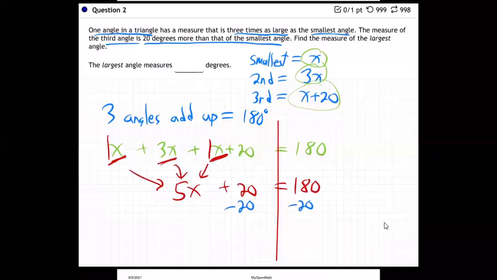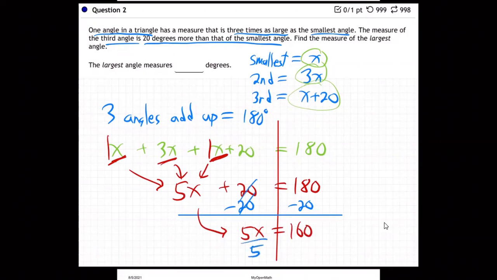Subtract 20 from both sides. And down the 5x, what's that? 160. Last step to get x alone is we divide. Last step is always divide. X is, what's that? 32. So x is 32. Now we got to be a little careful here.